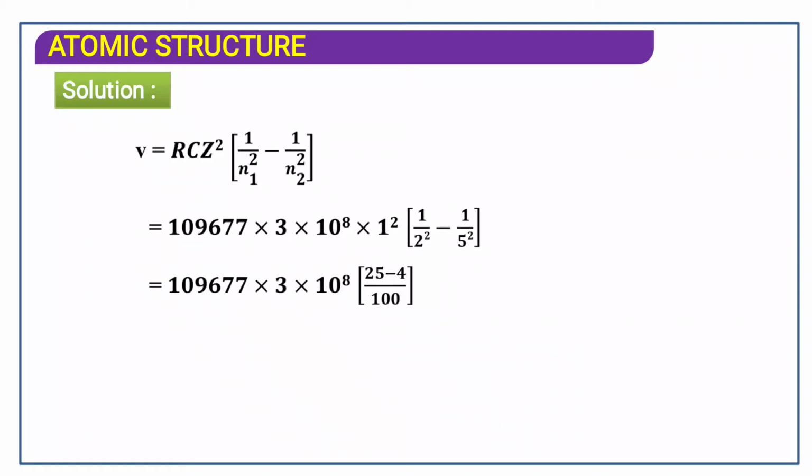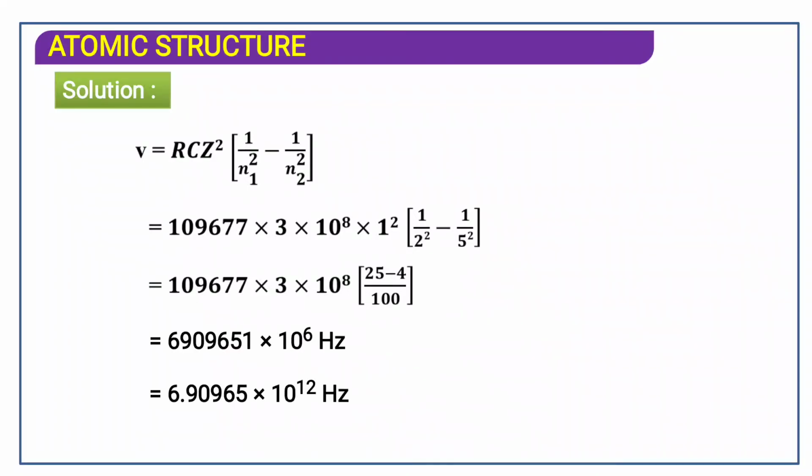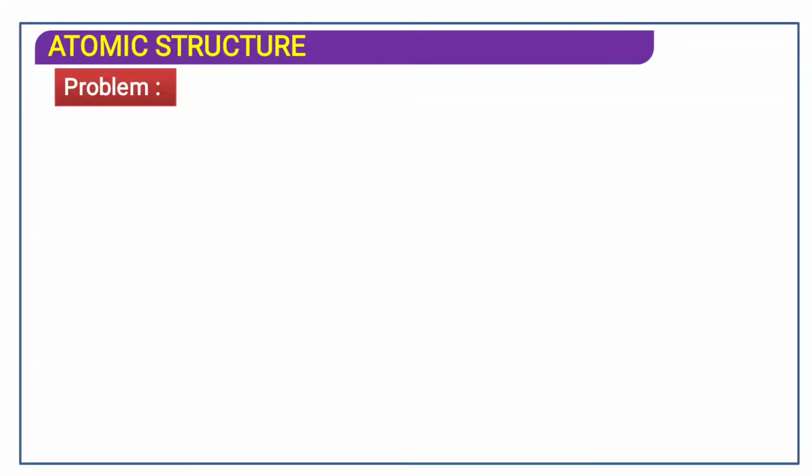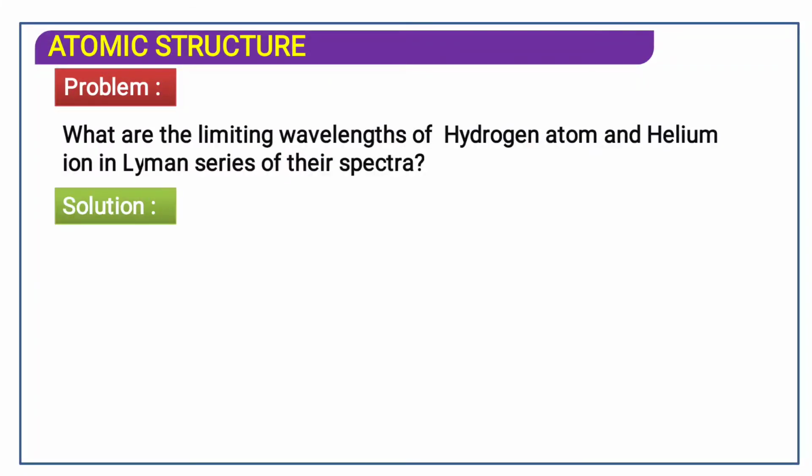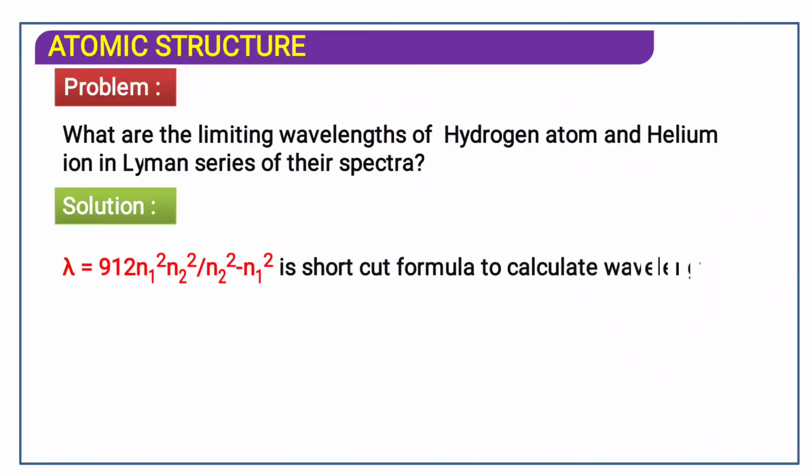Now if I convert it using the velocity of light, that is 3 lakh km per second, 3 into 10 raised to 8, 1 upon lambda is equal to nu by c. So we can find the frequency, that is 6.9096 into 10 raised to 12 Hertz. Now this numerical is not for you.